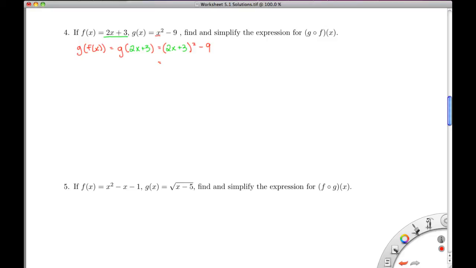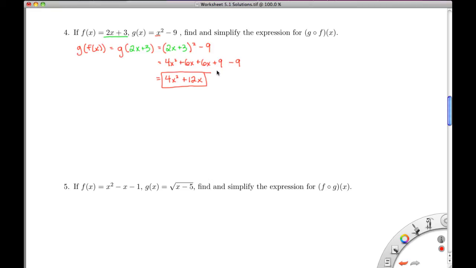That's going to give us 4x squared plus 6x plus 6x plus 9. And then we'll subtract 9 from that. And we can combine the 6x's, we can cancel out the 9's, and that's just going to give us 4x squared plus 12x. Okay. So that gives us our composite function g composed with f of x.